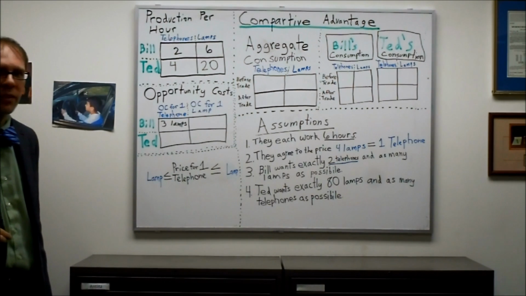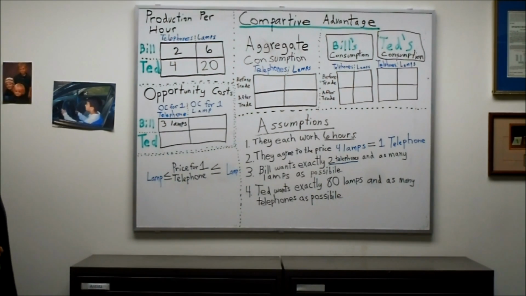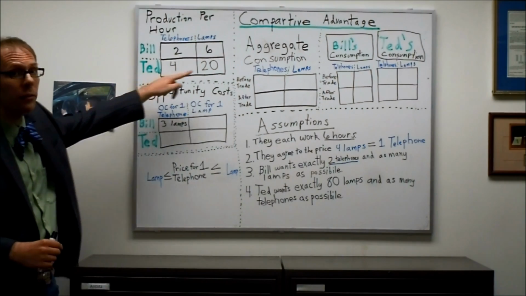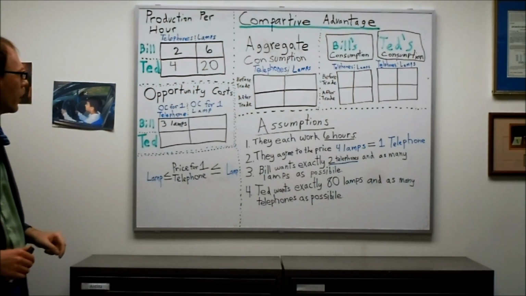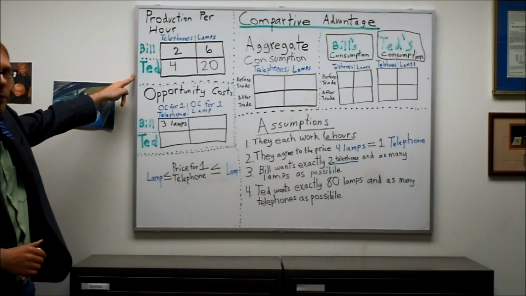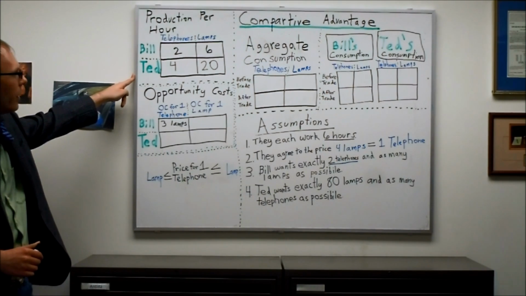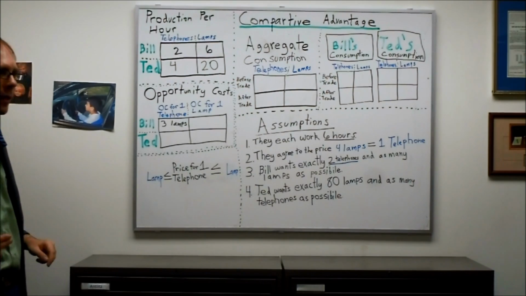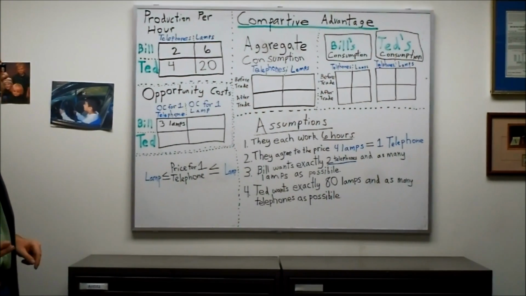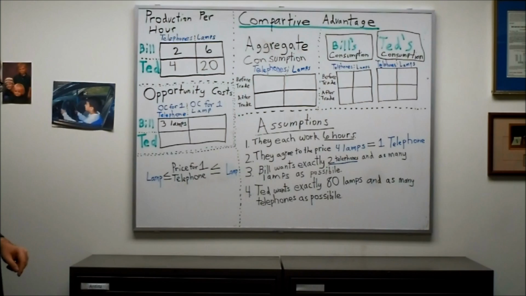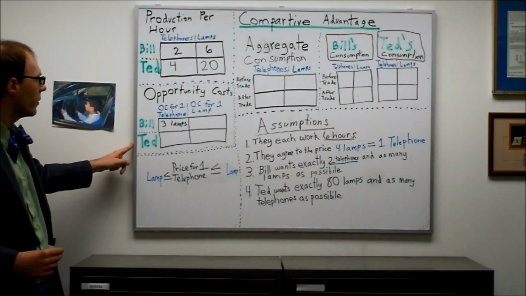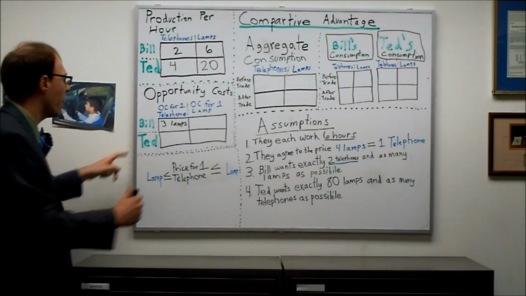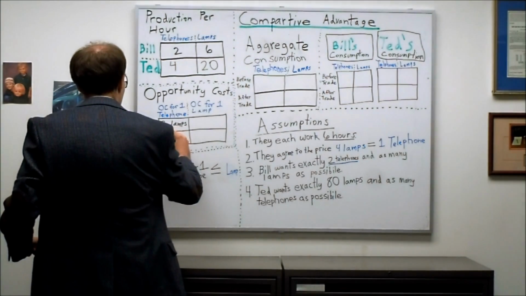We're now going to do the same thing for Ted. Ted can make 4 telephones an hour, or he can make 20 lamps an hour. We divide telephones by 4 to turn it into a 1, and we divide 20 by 4 to see how many lamps he can make in exchange for 1 telephone. We discover that 1 telephone costs Ted 5 lamps.